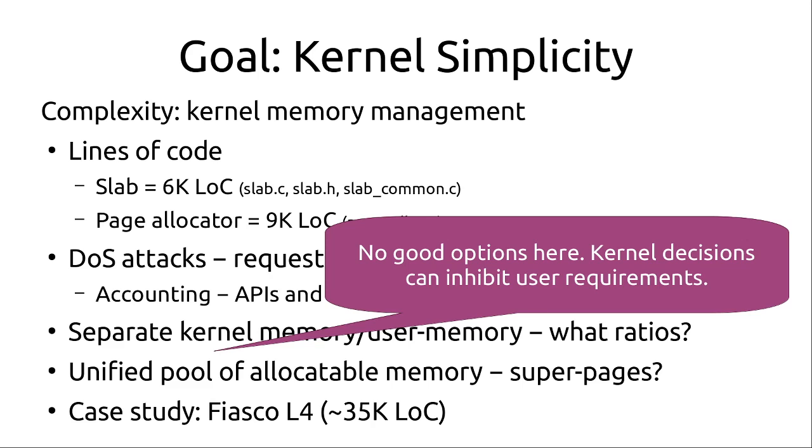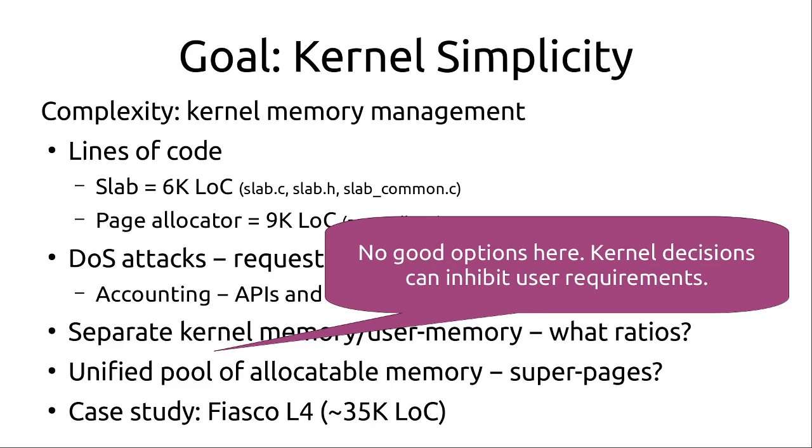And if we're defining imperfect heuristics at the kernel level, then we're enforcing those imperfect heuristics above. What we'd rather do is at the kernel level define mechanisms that are very low level that allow user level to decide these types of policies in an appropriate way, right? So there are no good options when trading off between these types of things, and whatever kernel decision we make can inhibit user requirements.